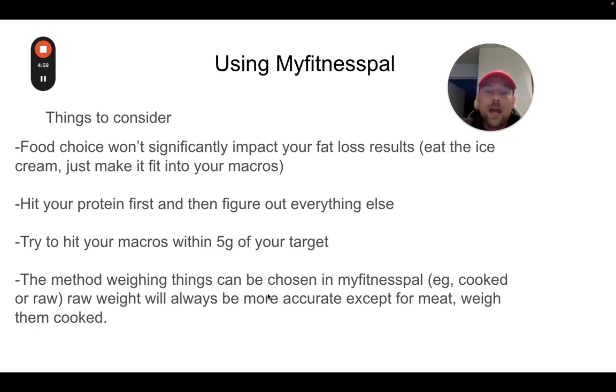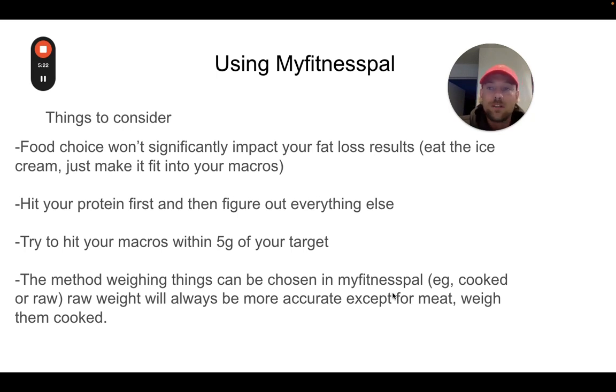So the method of weighing things can be chosen in MyFitnessPal. An example would be if you're weighing chicken raw, you can search in MyFitnessPal raw chicken breast, or if you're weighing it cooked, you can search cooked chicken breasts. Raw weight will always be more accurate except for meat, just due to obviously water content.